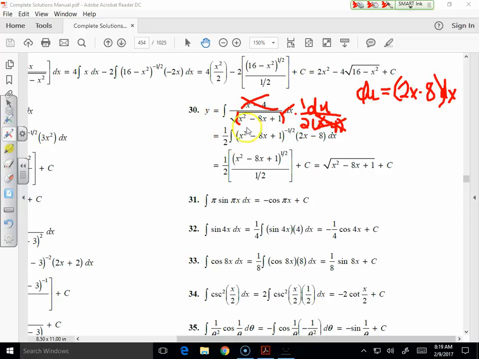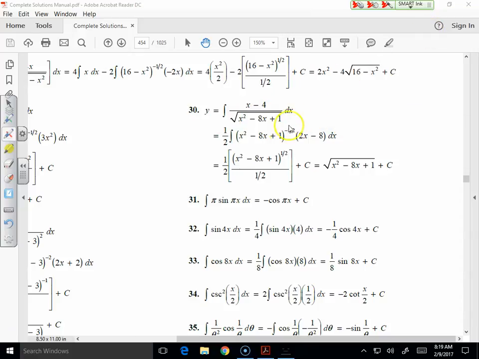So I have 1/2, now guys, remember they're writing it with x's. You write it with u's and du's. You end up with 1/2 the square root of u to the negative half du. Easy cheesy, we got that. Final answer should end up to be, oh, the 1/2 and 1/2 cancel. Just kidding. Square root of x squared minus 8x plus 1.